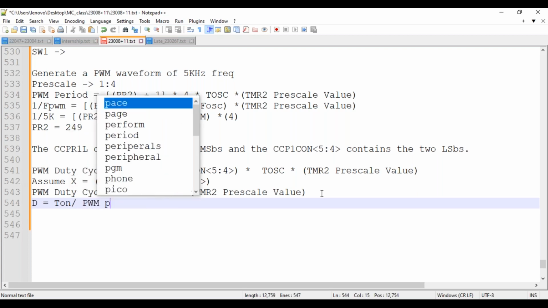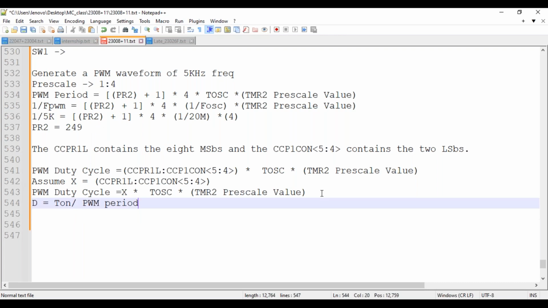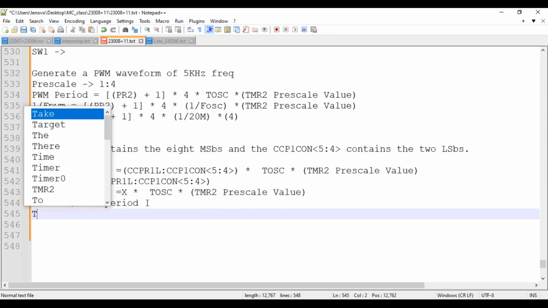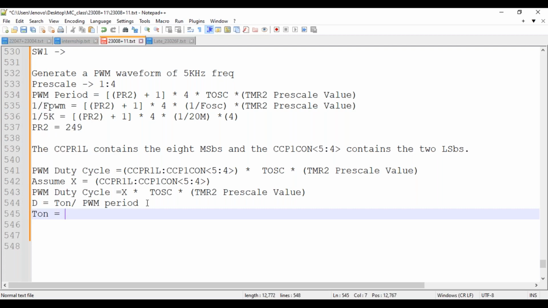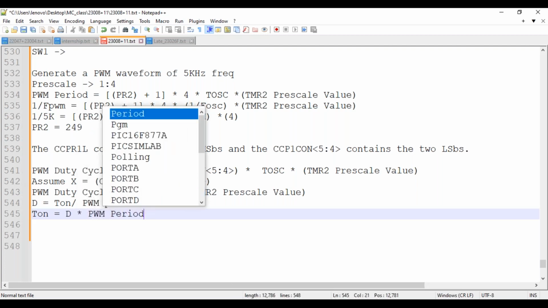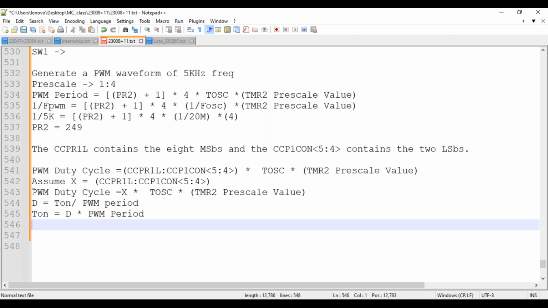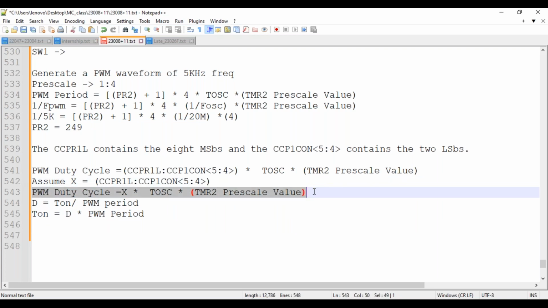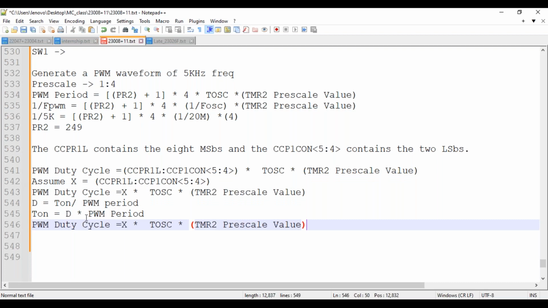Correct? So according to the formula we have known, duty cycle is nothing but T on divided by PWM period. We have a formula for PWM period. We know what the duty cycle is, so duty cycle is nothing but T on in case of our program. So T on is nothing but duty cycle multiplied by PWM period. Now I'm going to rephrase this formula, just trying to simplify it.